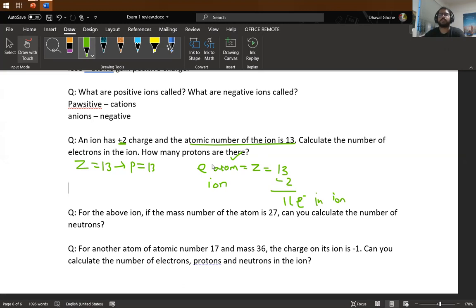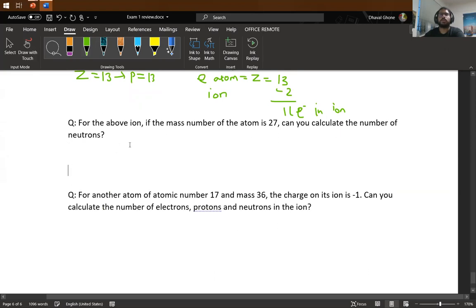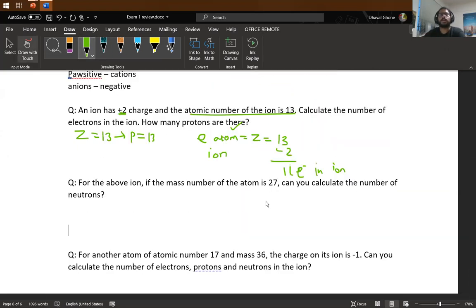Okay, we found everything I asked for. Perfect. And then the next question is, for the same ion, if the mass number is 27, so that's A, calculate the number of neutrons. So A is number of protons plus number of neutrons, right? A is 27. We said the number of protons is 13 from the question here. So the number of neutrons would be 27 minus 13, which is equal to 14 neutrons.